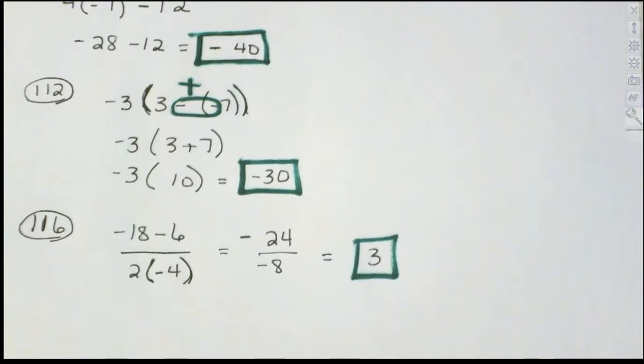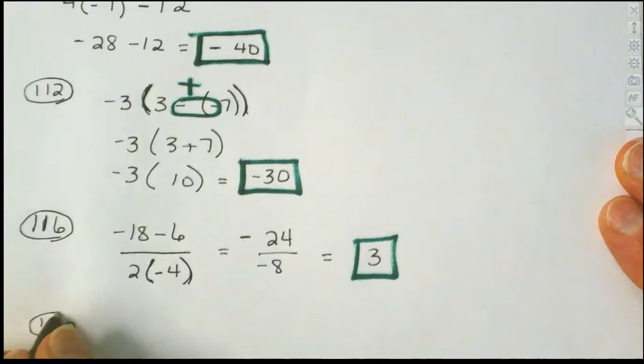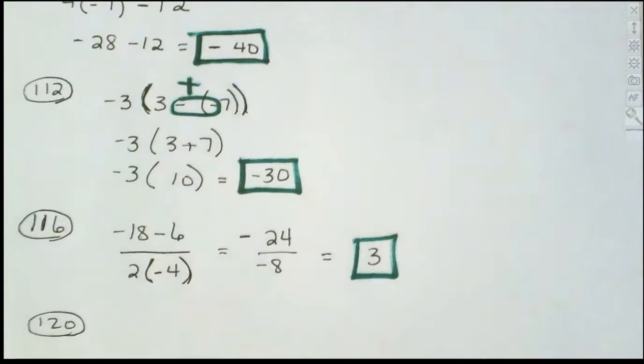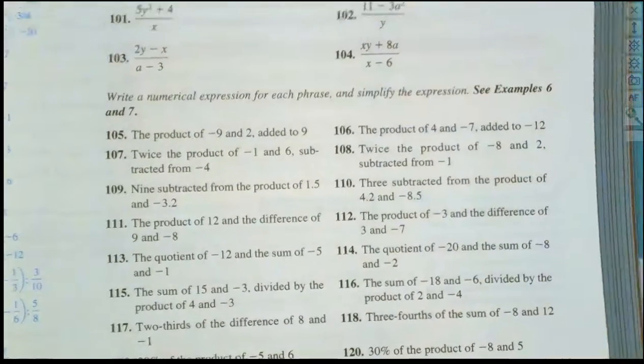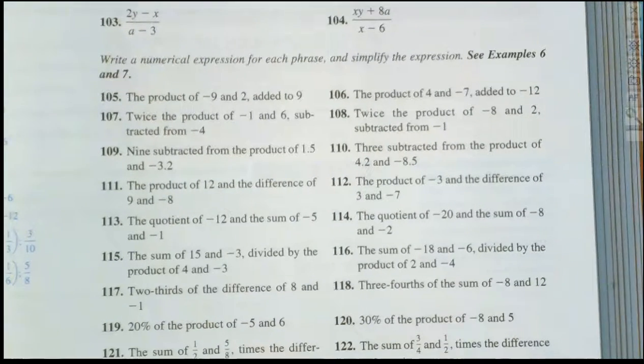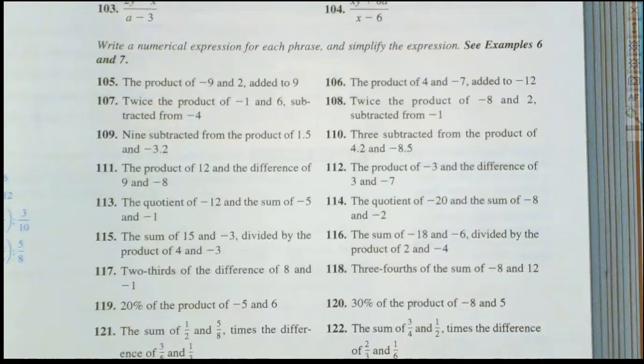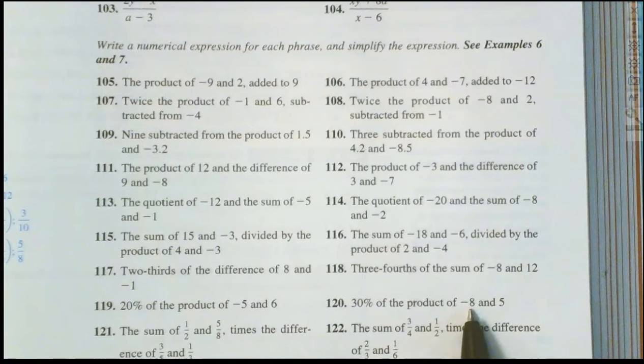Let's talk about percentages. Question 120. And I think we'll just do this one and another one, and that'll be it. And then we'll talk quickly about the homework. So question 120. 30% of the product of -8 and 5. Now, first thing we need to talk about is this percentage.